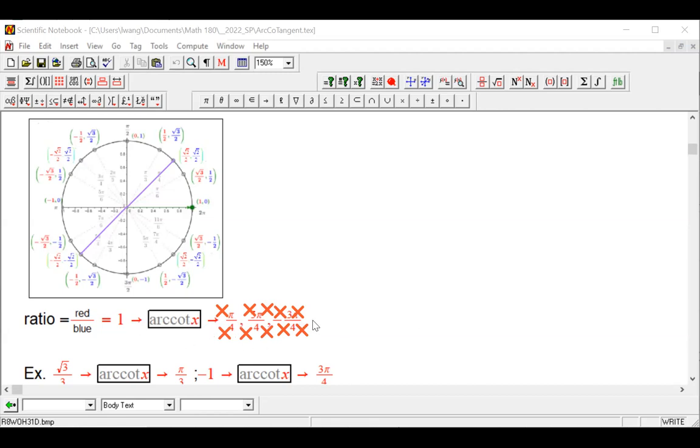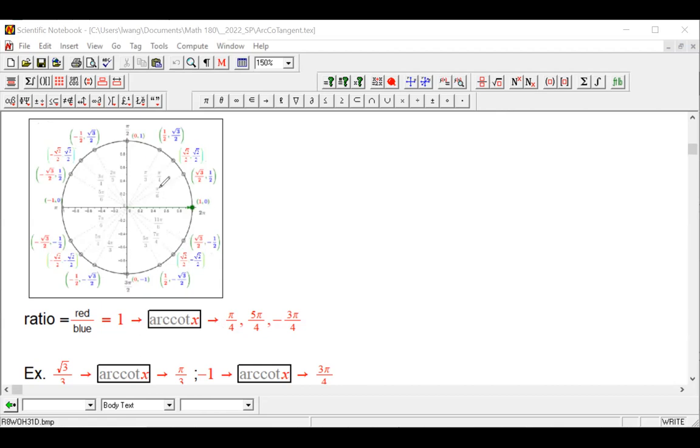We cannot have this kind of rule, because this way, ArcCoTangent cannot be a function. It is not a function, okay? So we have to make sure we get exactly 1 output. And among all of these possible outputs, which one is the simplest? Apparently, the simplest is pi/4. Okay, and then we decided, you know what?